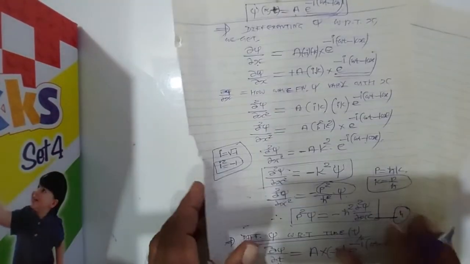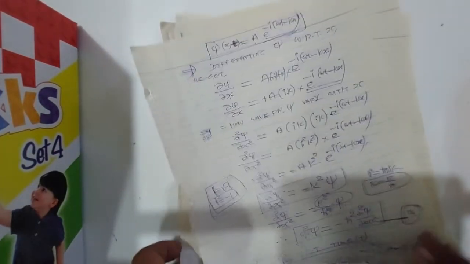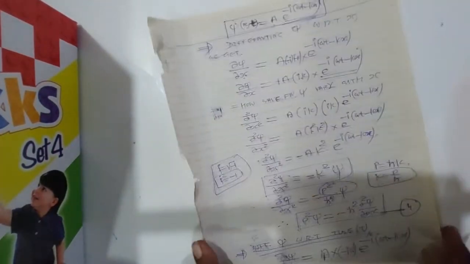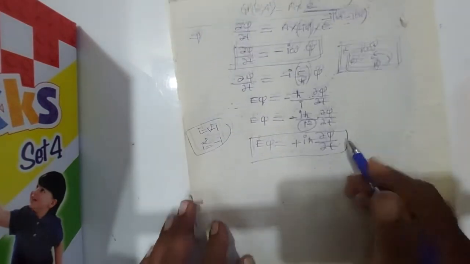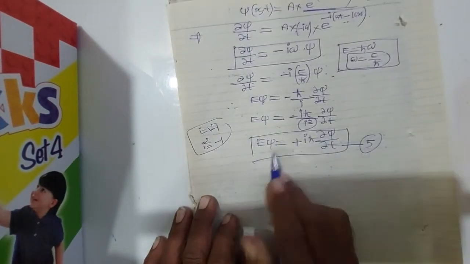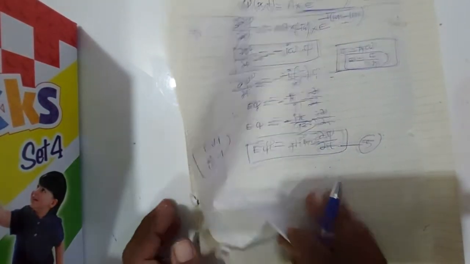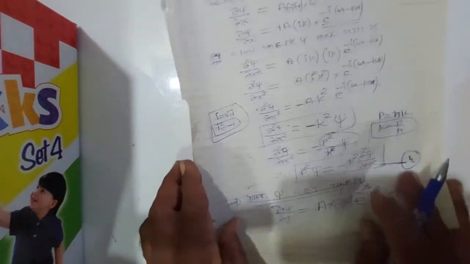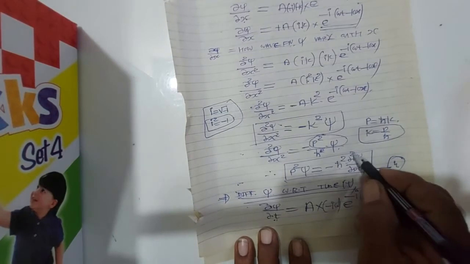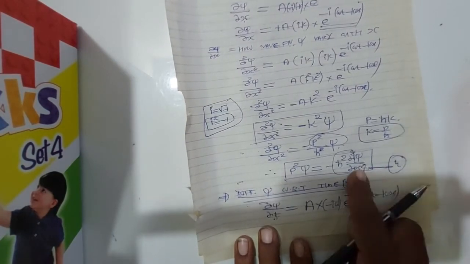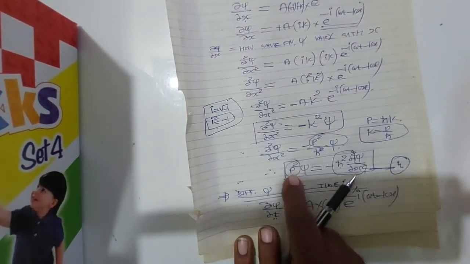Right? So here we are getting p square psi is equal to minus h cross square d square psi upon dx square, equation 4. Here we are getting E psi is equal to i h cross d psi by dt. Okay, later on we will see that actually this minus h cross square d square upon dx square is the quantum mechanical operator for momentum p square, right?